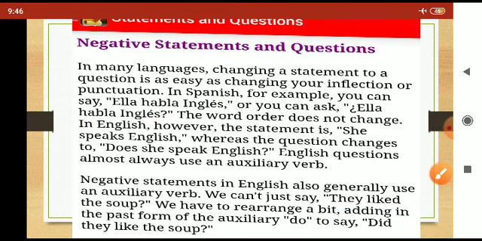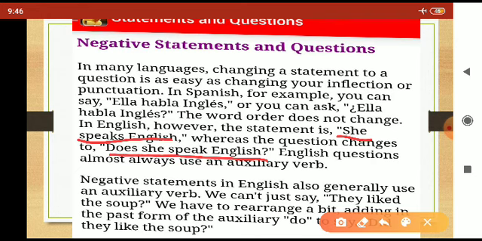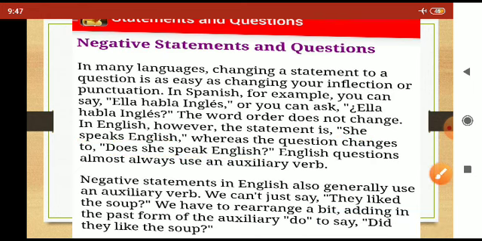Then in English, however, the statement is, we can see, she speaks English, whereas the question changes to does she speak English? So English questions almost always use an auxiliary verb. So in statements which have questions, we use auxiliary verbs.